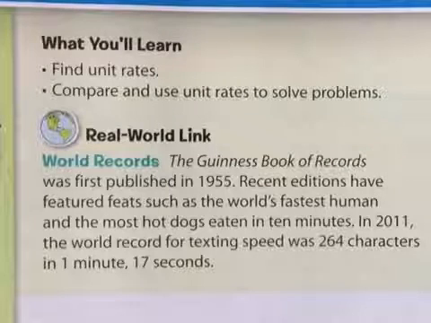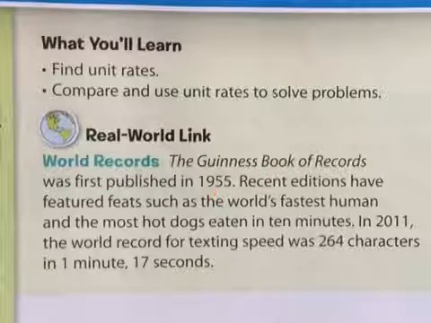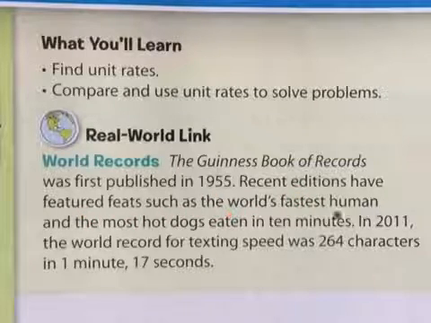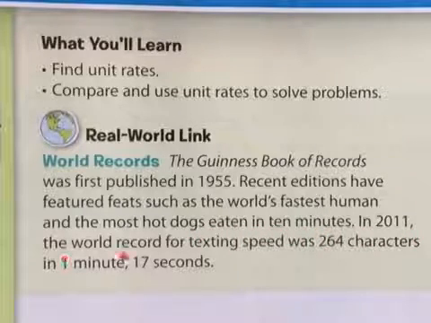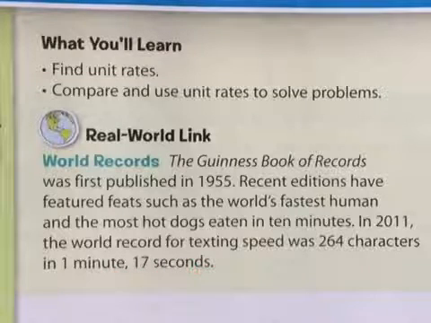For a real world link, and this is a fun one, we're going to learn about world records. The Guinness Book of Records was first published in 1955. Recent editions have featured feats such as the world's fattest human and the most hot dogs eaten in 10 minutes. In 2011, the world record for texting speed was 264 characters, 264 letters, in 1 minute and 17 seconds.